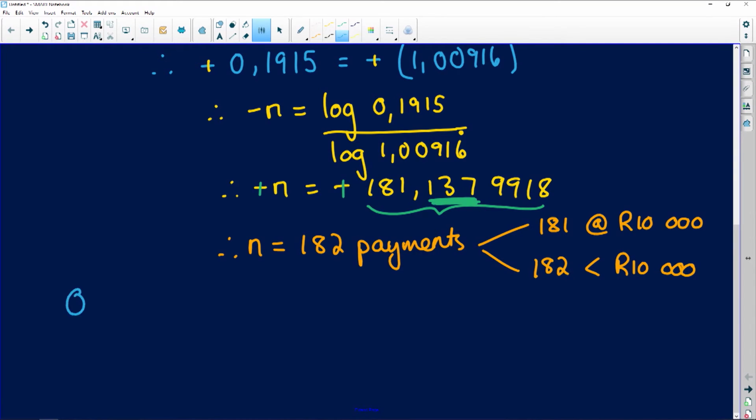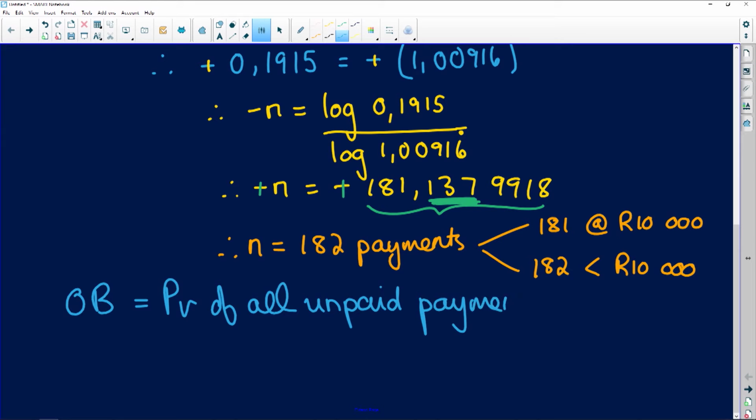Your first option is the outstanding balance is the present value of all the unpaid payments. So in other words, if all of these payments were equal, we would simply take 182, subtract 90 from it, and that will leave us with 92 payments that are left to still be made. So we want their present value. But in this case, the payments aren't equal. So we're not going to use this definition for outstanding balance. We are going to do the following.